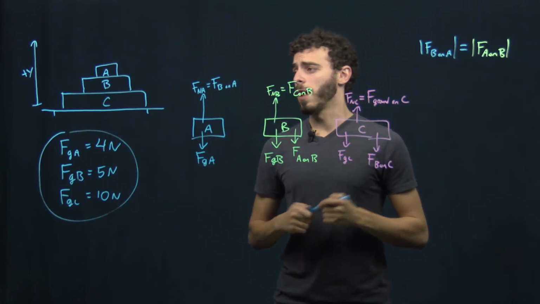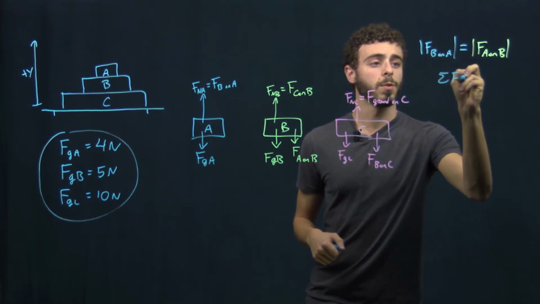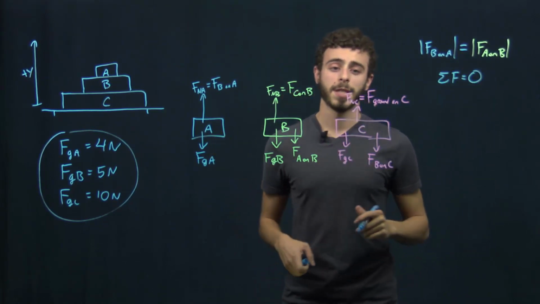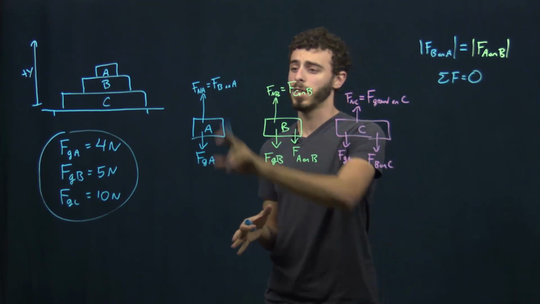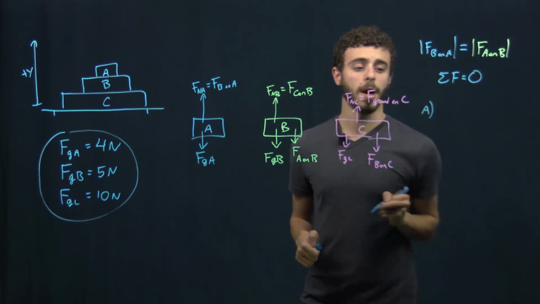In Newton's first law, we're told that the sum of the forces is going to be equal to 0. So that means that for each of these diagrams separately, the sum of the forces must be equal to 0. So we're going to look at each block separately. Let's start with block A.